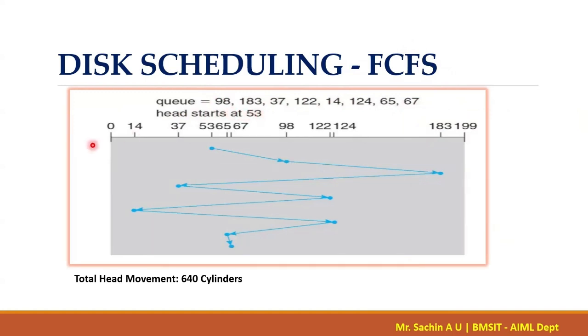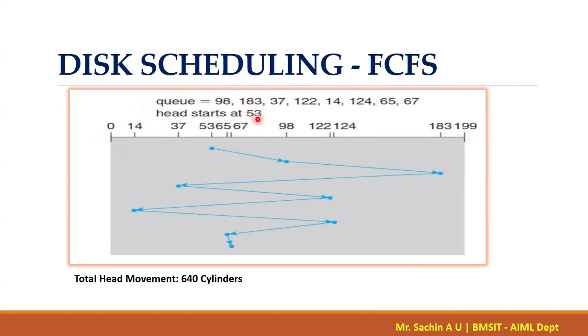Here we have 200 tracks on a disk, from 0 to 199, so definitely we have 200 tracks. Initially, our read-write head is currently present at which track? It is on the 53rd track.